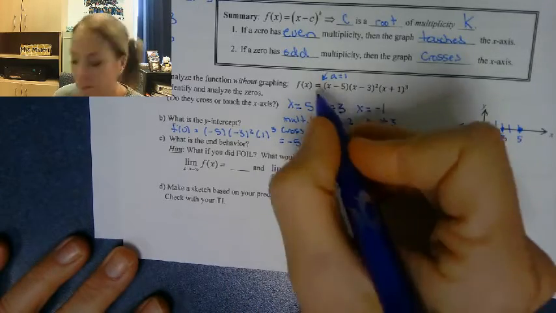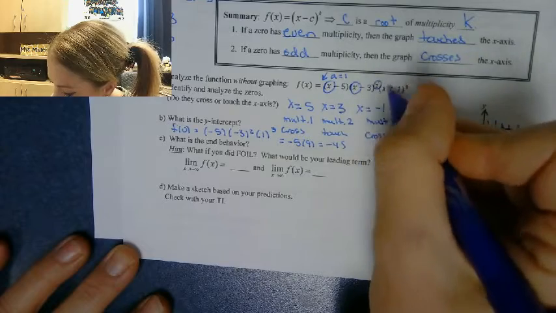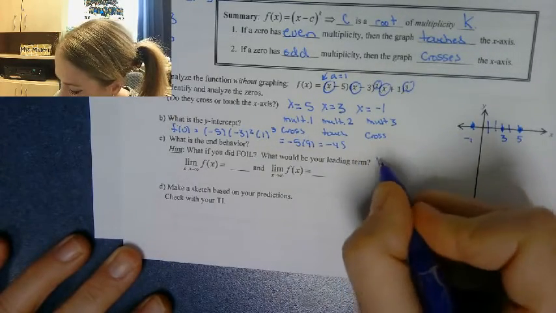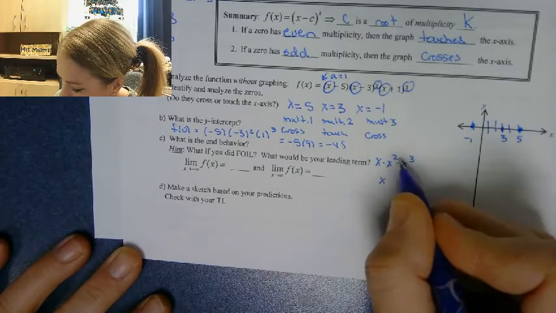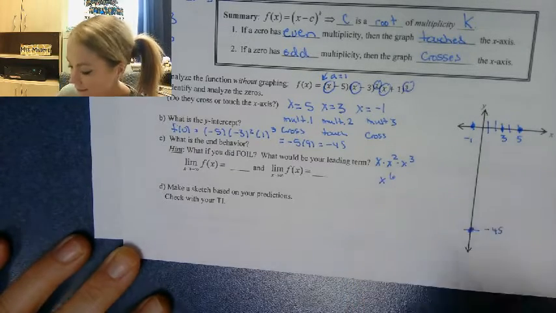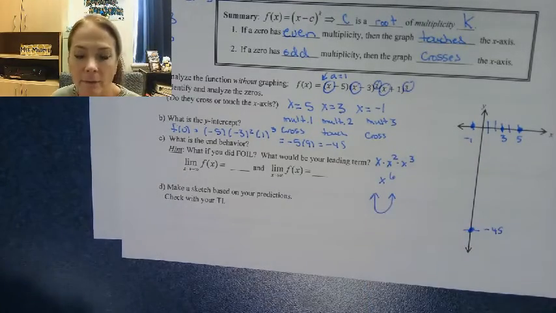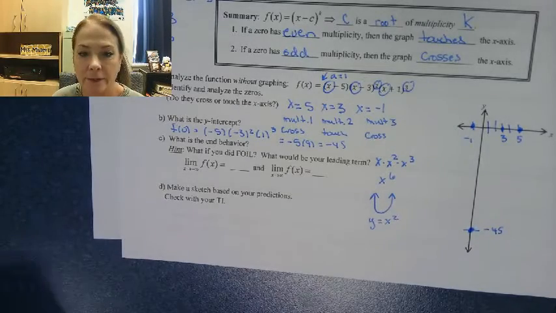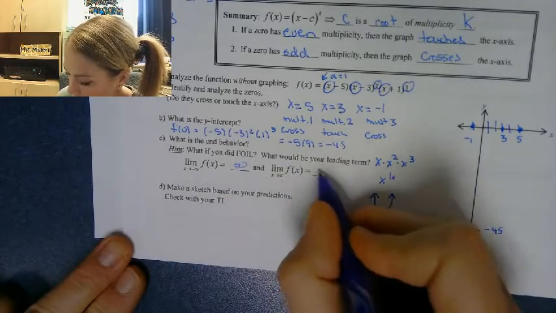All right, so leading term is going to be the x and the x squared and the x cubed. So what would be the leading term? It would be x times x squared times x cubed. So it would be 1, 2, 3, 4, 5, 6, x to the 6. So this is going to behave like a parabola, y equal to x squared. It will do the same thing as y equal to x squared, which is up, up. So as we go left, we go up. As we go right, we go up.